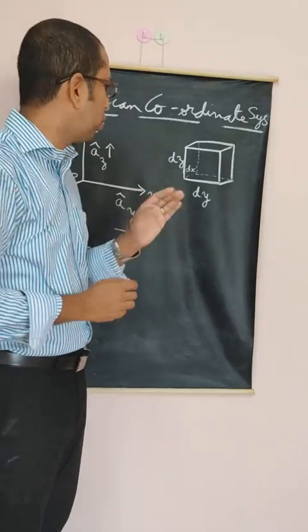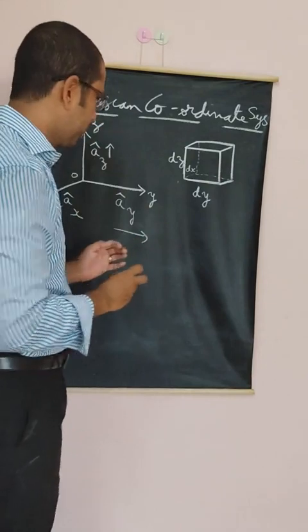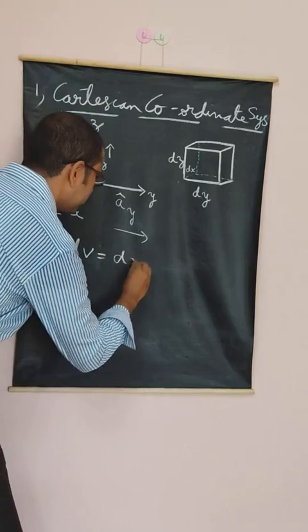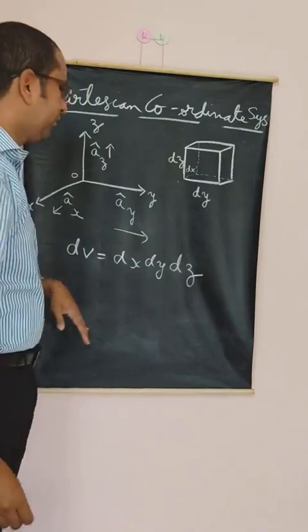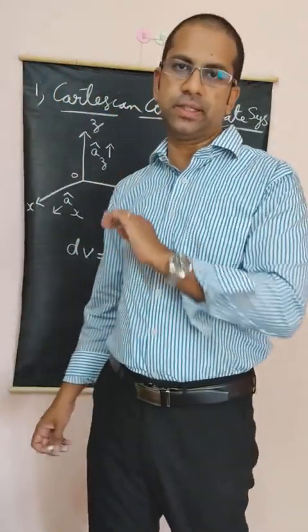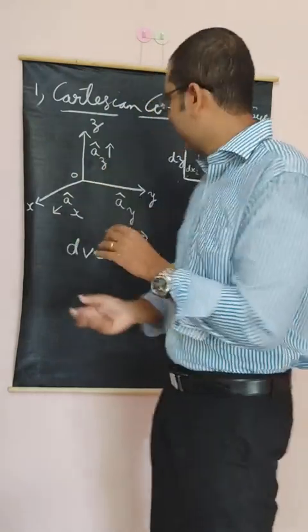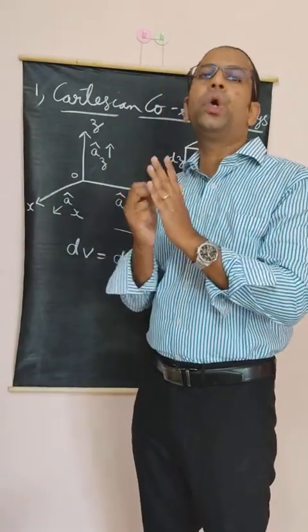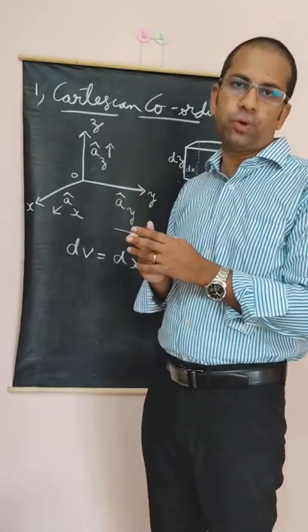Let's take a differential volume. This is dx, dy, and dz. So you have dv is equal to dx dy dz. This is your cuboidal volume. What we are taking here are differential lengths. dx is a differential length, dy is a differential length, and dz is a differential length. You are multiplying all three differential lengths, hence you get the differential volume of this cuboid.